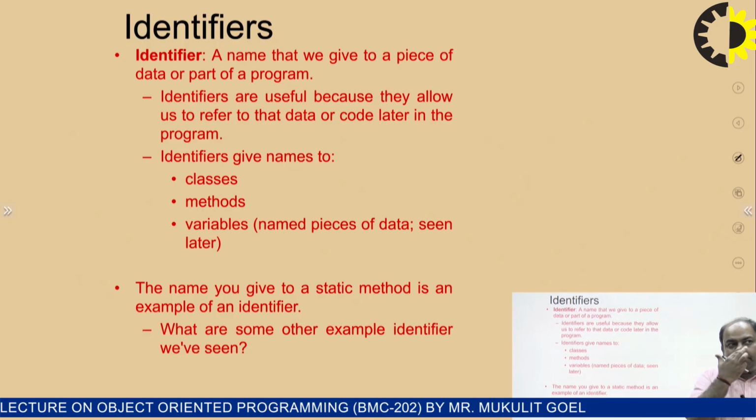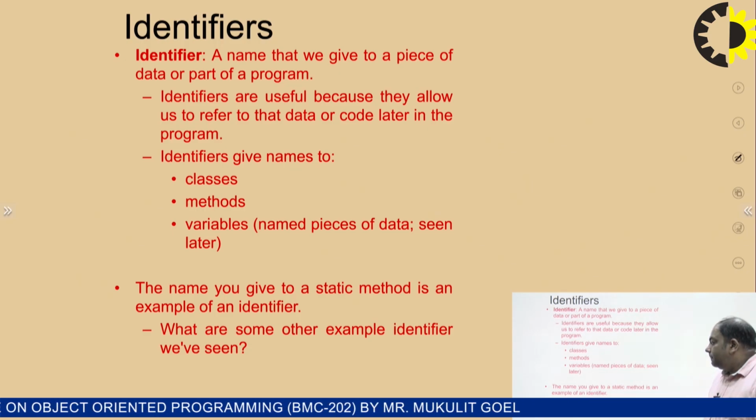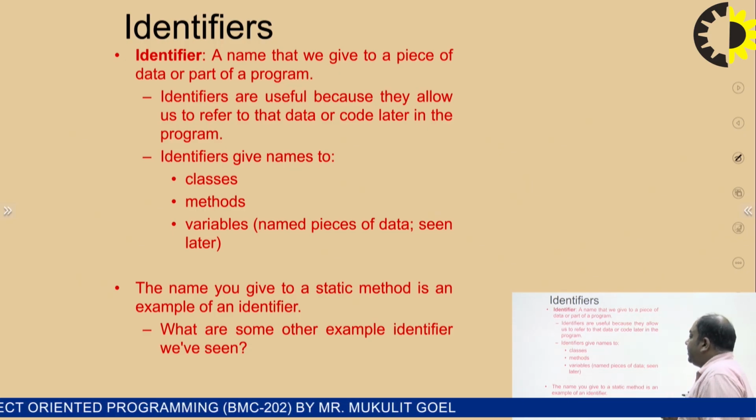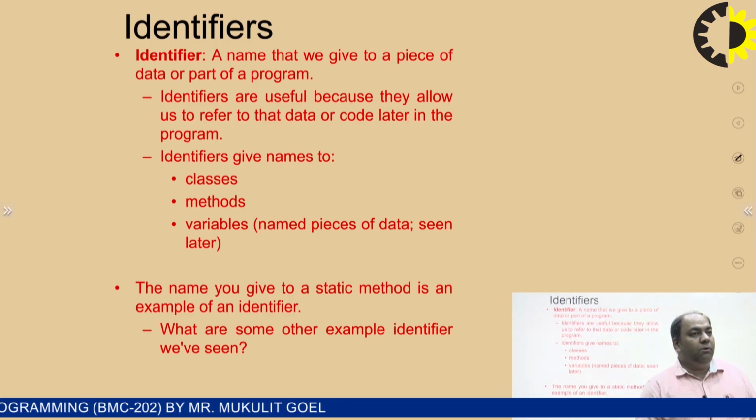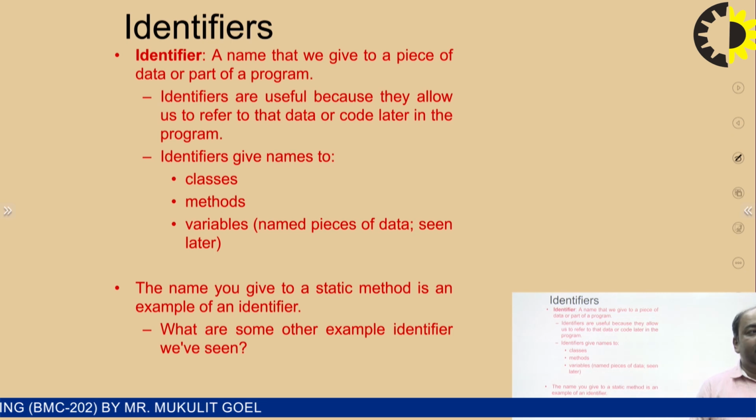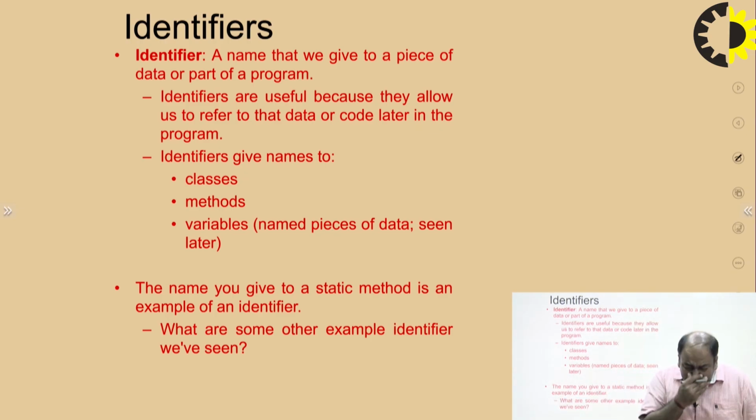So there is some rules, and where the identifiers are used. Basically, identifiers are useful because they allow us to refer to the data and code later in the program and give names to the classes, methods and variable. Okay. And the name we give to a static method is an example of identifiers.